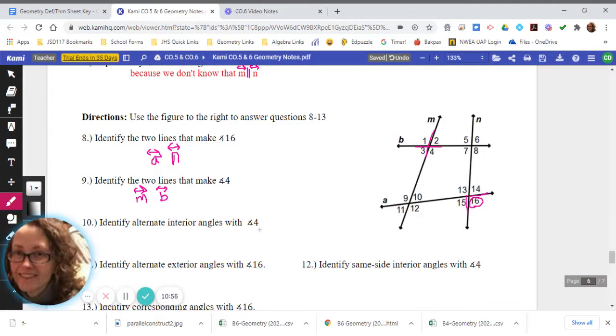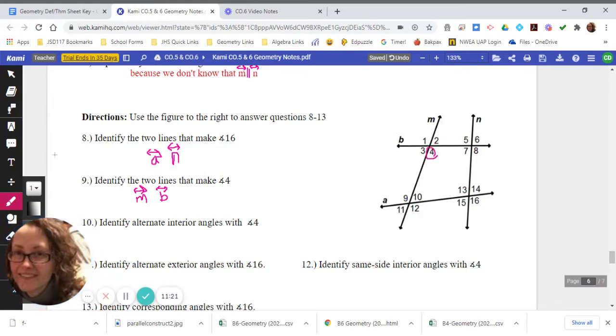Identify alternate interior angles with angle 4. So let me go ahead and start a clean picture. So I'm going to erase all my previous markings. And now I want to identify alternate interior angles with angle 4.